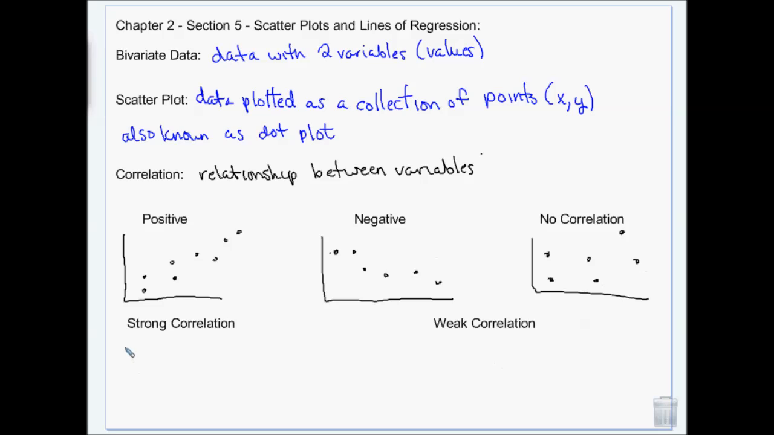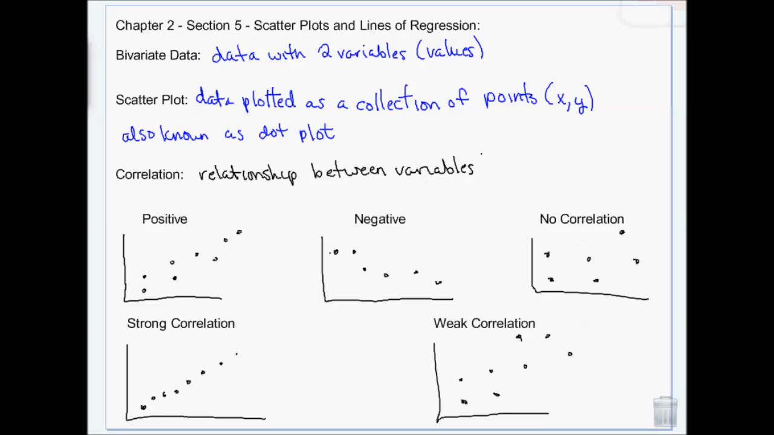Okay. A strong correlation occurs when the dots are close together and they mimic a straight line. They're narrow. And a weak correlation occurs when your dots are kind of wider, but they still show a positive or a negative trend.